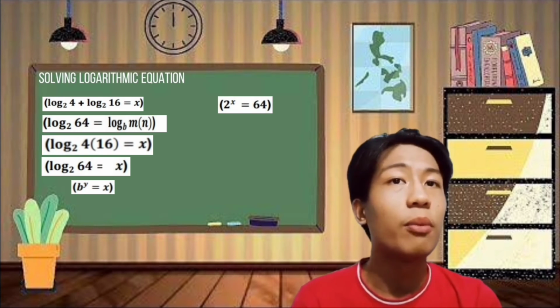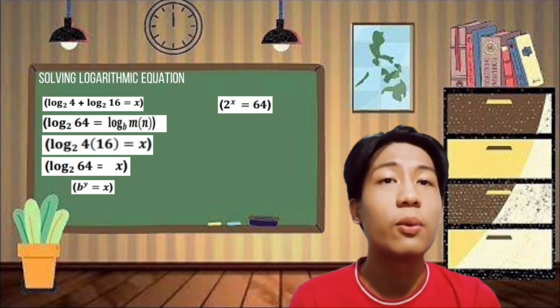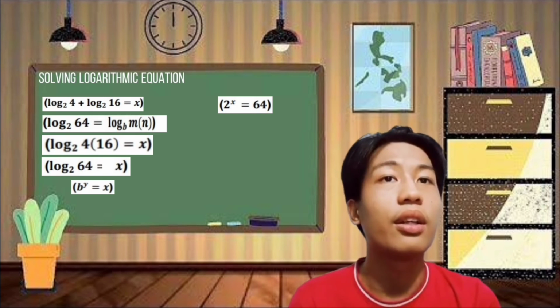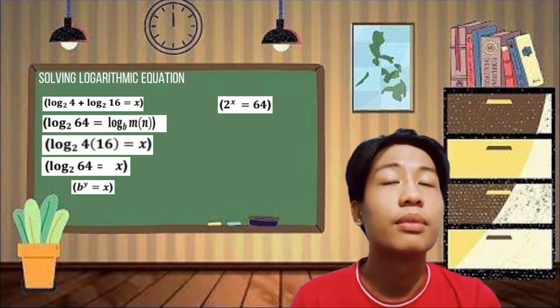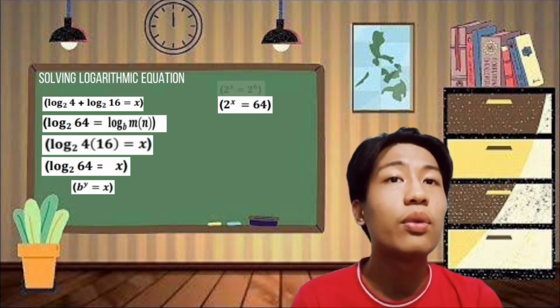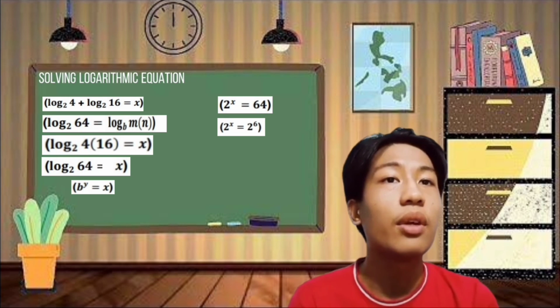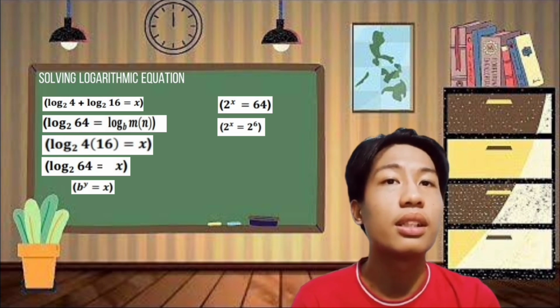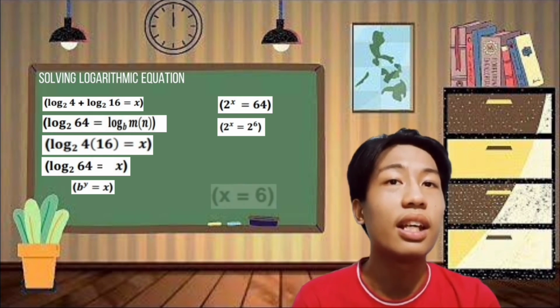Next, we have to solve for x, and for that to happen, we have to express both terms with the same bases. Let's transform 64 into its exponential form using the base 2, which is equivalent to 2 raised to 6. Right now, we have 2 raised to x is equal to 2 raised to 6. They are now equal since they have the same bases. Let's proceed to bringing down our exponents, and with that we will have our final answer, which is x is equal to 6.